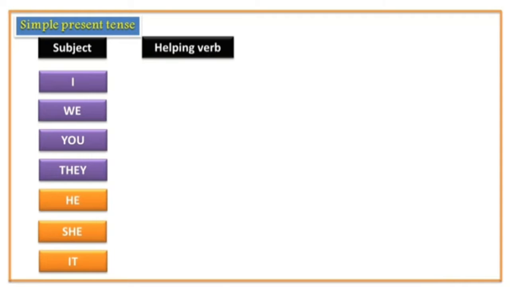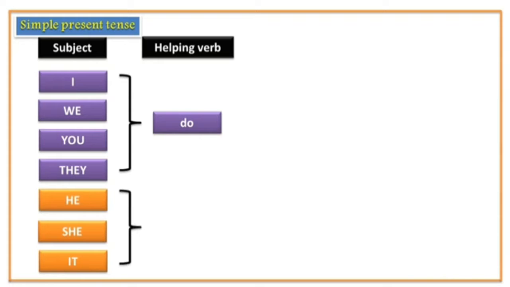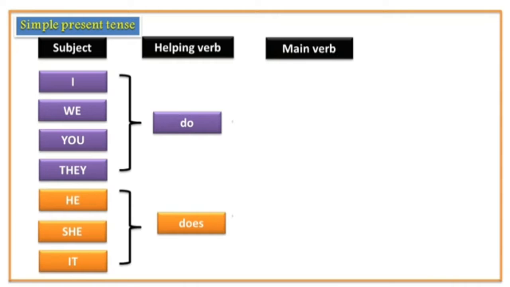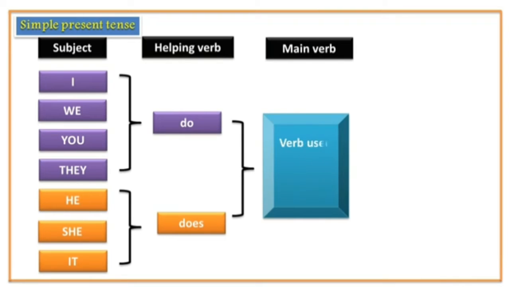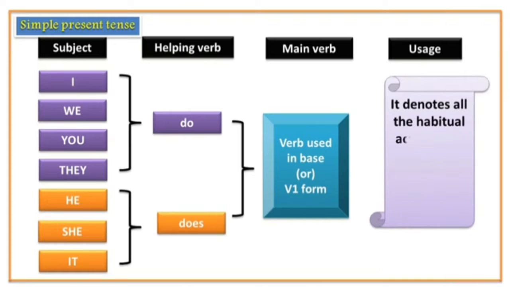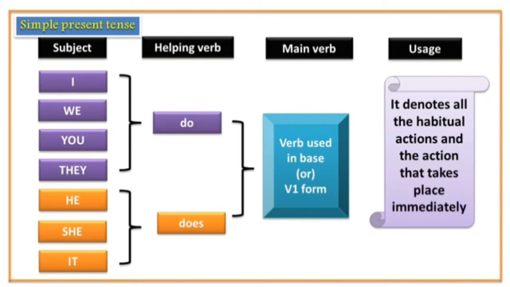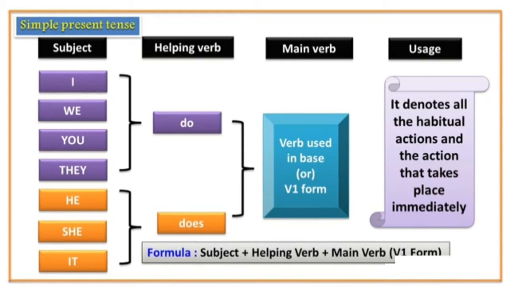We use the helping verb do with I, we, you and they. We use does with the third person he, she, it. The verb is used in base or verb 1 form. The simple present tense is used to express a universal truth or habitual action. Habitual action means routines, likes, dislikes, hobbies, facts and universal truth. Look at the following examples.